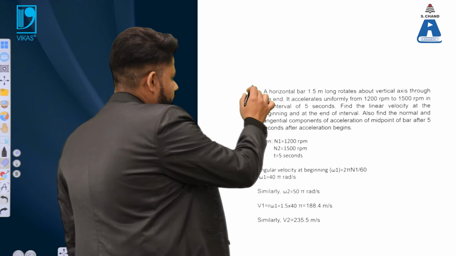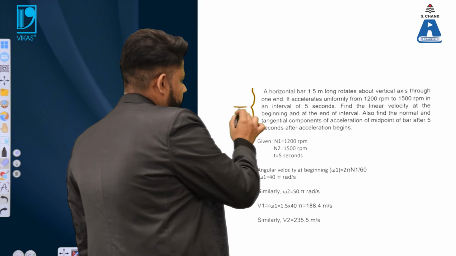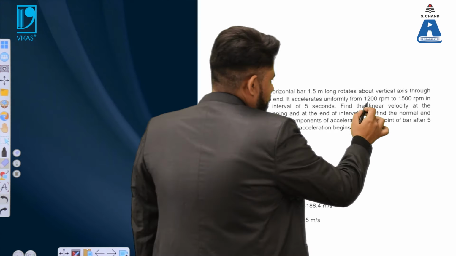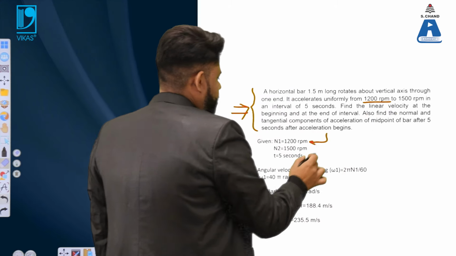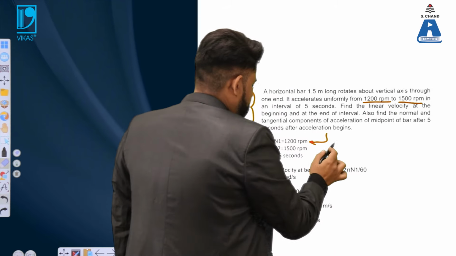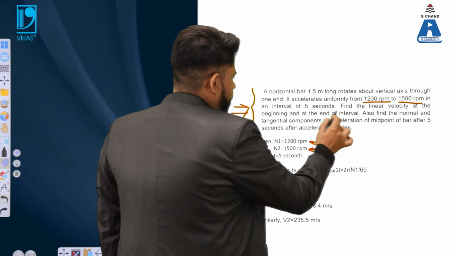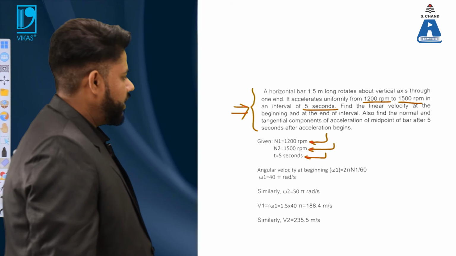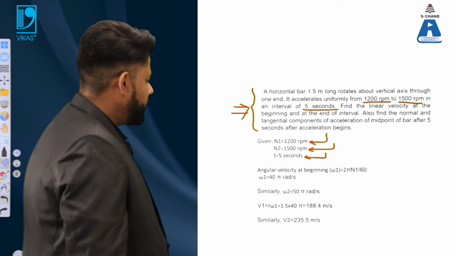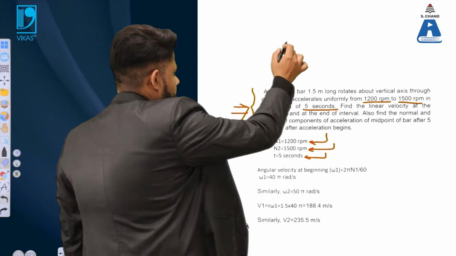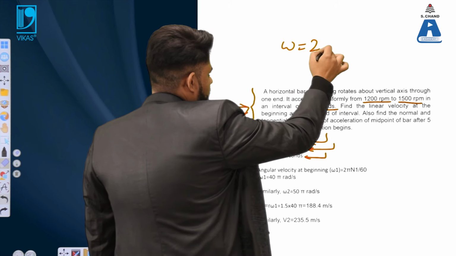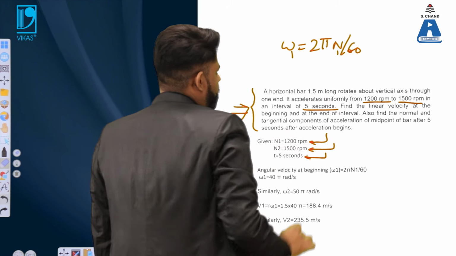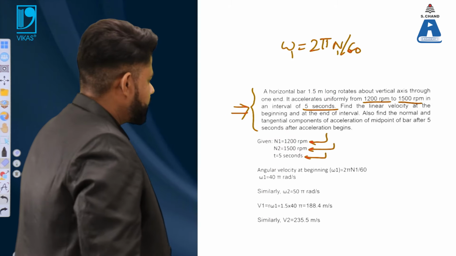First and foremost, we have to convert this question into symbolic representations. So 1200 rpm is N1 and 1500 rpm is N2, and the time period, which is 5 seconds, is T, and you have to find the angular velocities. The formula for angular velocity is 2 pi N by 60. So for angular velocity 1, you use 2 pi N1 by 60.